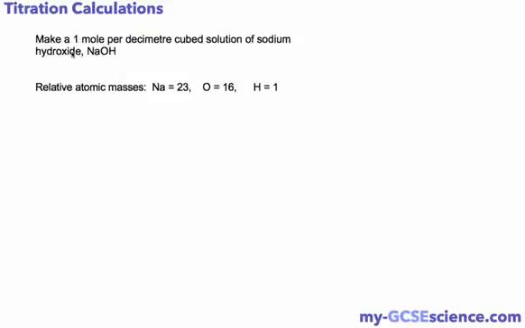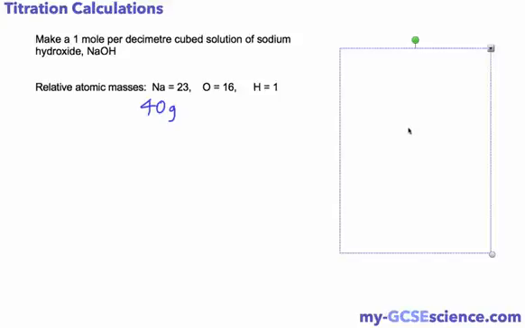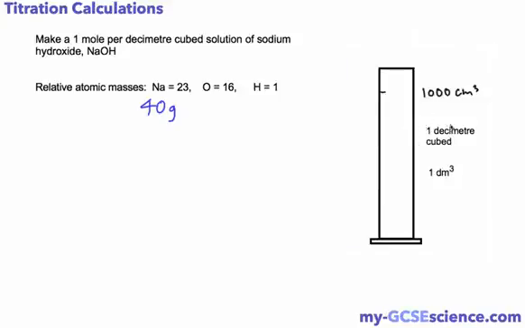So here it says make a 1 mole per decimeter cubed solution of sodium hydroxide, which is NaOH. The relative atomic masses are 23, 16 and 1. Well, we've done this already, so we've calculated that that's 40, and if we work out the mass, we just add a little g there. If we want to make a 1 mole per decimeter cubed solution of sodium hydroxide, all we do is take 1 decimeter cubed of water, which is exactly the same as 1000 centimeters cubed of water. This would be distilled water.